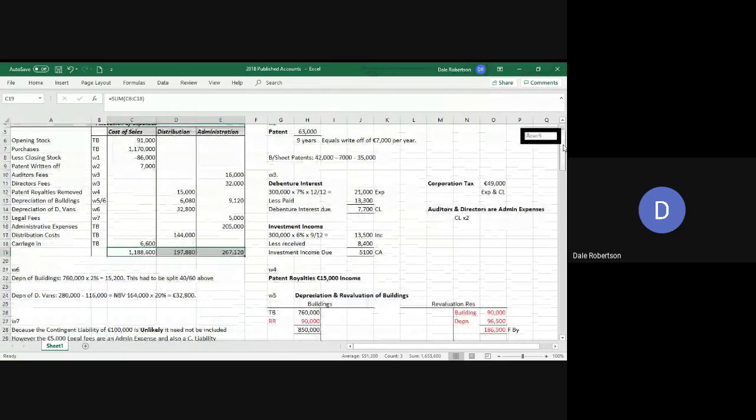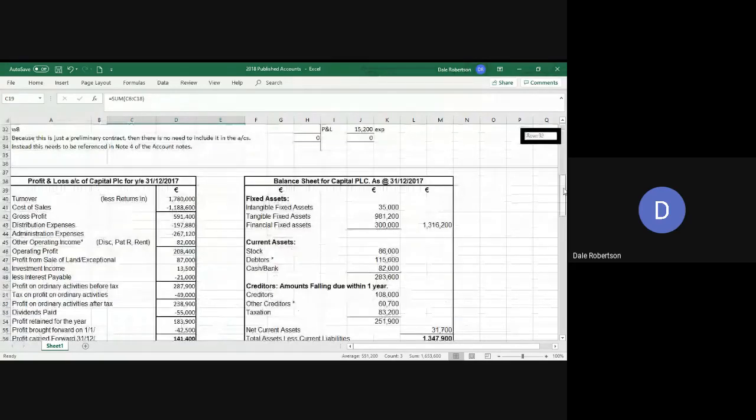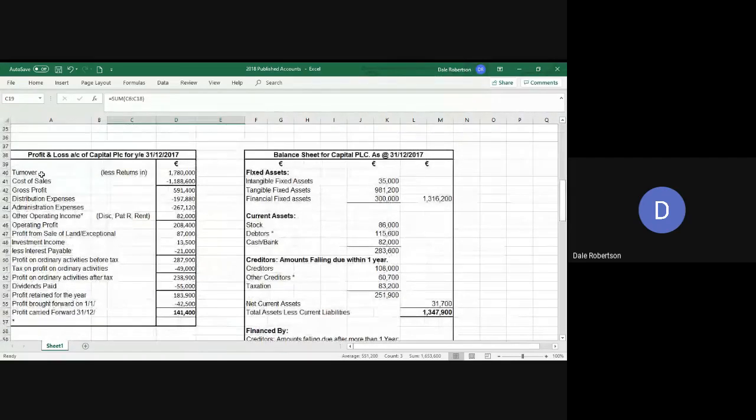And of course, this template, while it's important that you learn it off precisely, is quite familiar to us, really. The turnover is just a fancy word for sales, but we do have to take away sales returns. So therefore, the turnover is actually 1780. Sales returns are called returns in this question. Now, the cost of sales calculated above in the first column to get your gross profit. And then the distribution and the administration expenses are both also calculated above in column 2 and 3.